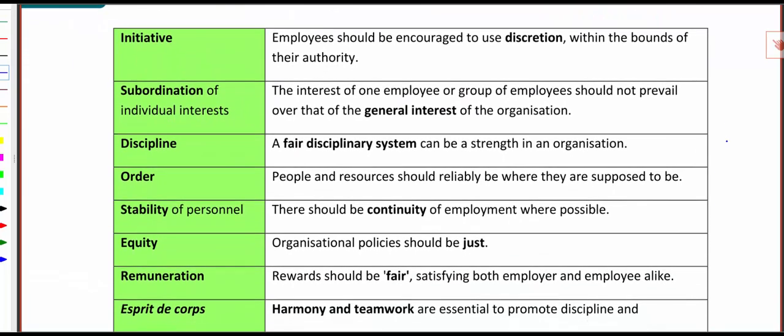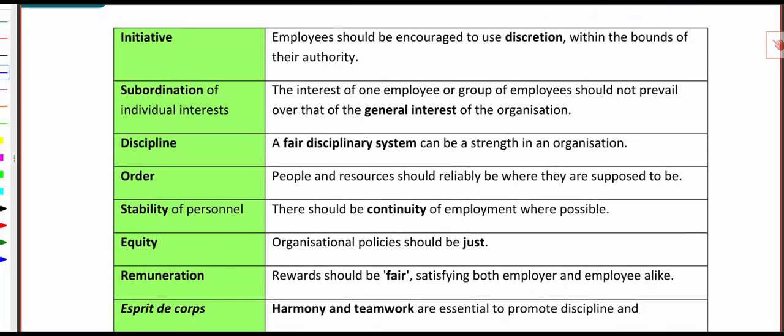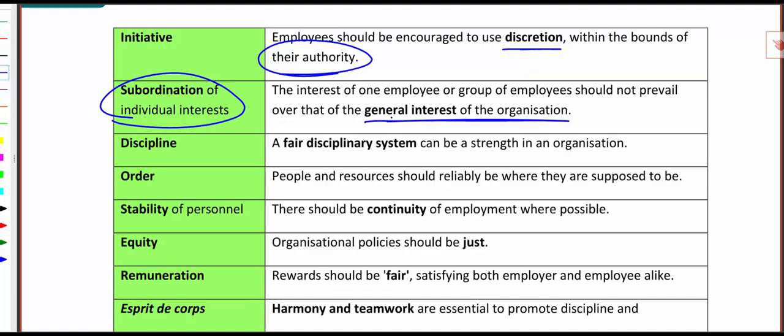What else did we have for the classical theory? Thinking about initiative. So employees should be encouraged to use their discretion within the bounds of their authority. So some sort of initiative, but within certain boundaries. So there's still a lot of control there. Subordination of individual interests. Essentially, this just means you should put your own interest to the side, and the general interest of the organisation should prevail. Okay, so all the focus is on the organisational objectives.